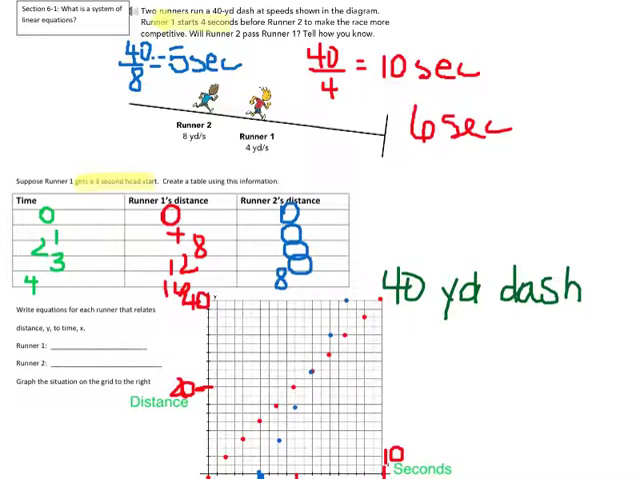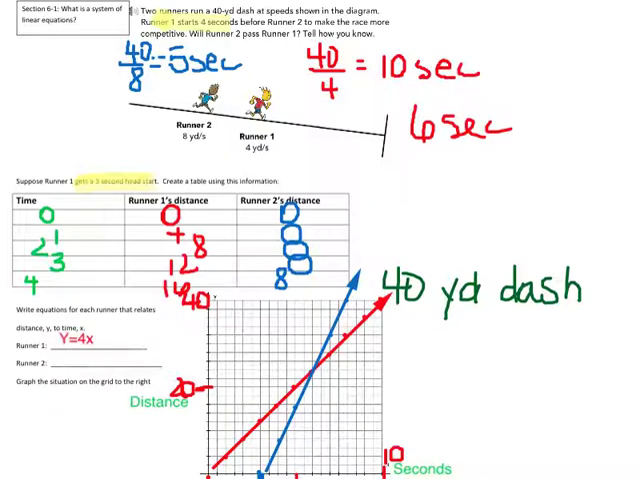And now you can see all of the blue points are runner 2. So I went up 8 yards for every circle. So I can see that these are the points for runner 2 in blue. These are the points for runner 1 in red. Now I've connected the dots, and you can see that the two runners will cross paths right there. And that is the solution to when runner 2 will reach runner 1.